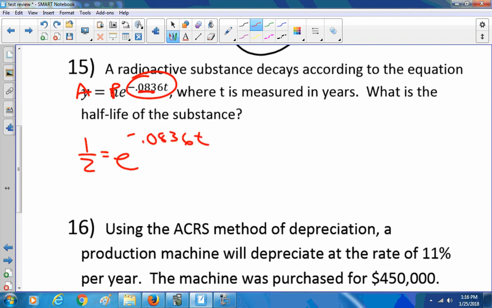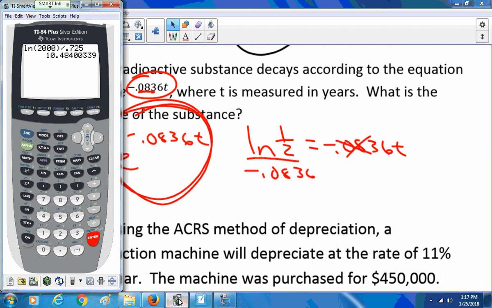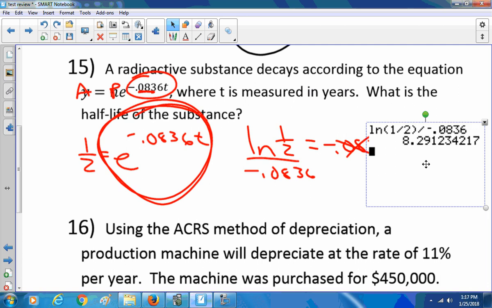How do I solve this problem? Natural log. Natural log of 1/2. Again, what does the natural log do to this side? Drops the exponent. What does it do to the e? Cancels it out because the natural log of e is 1. Divide by my negative 0.0836. So I get the natural log of 1/2 divided by negative 0.0836. There we go. 8.29 years.